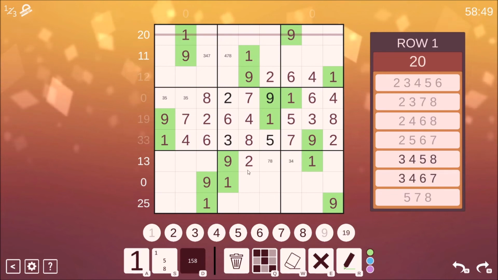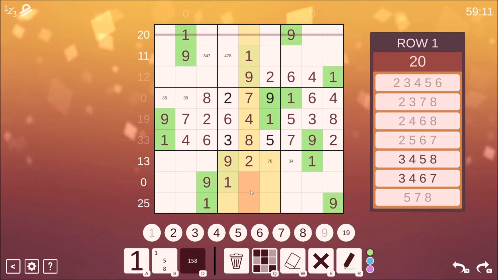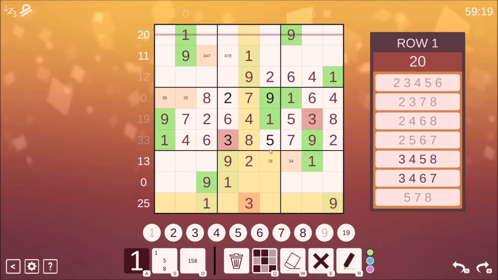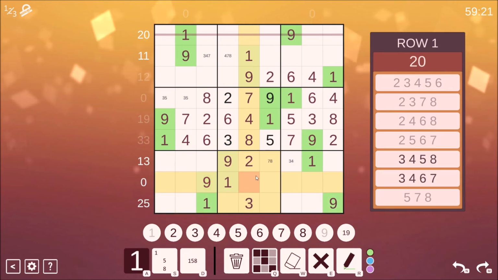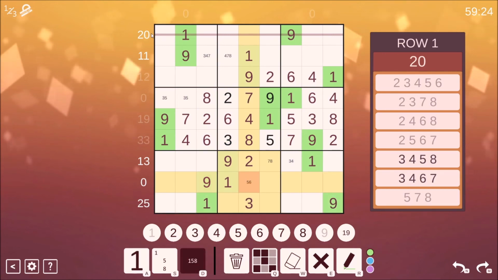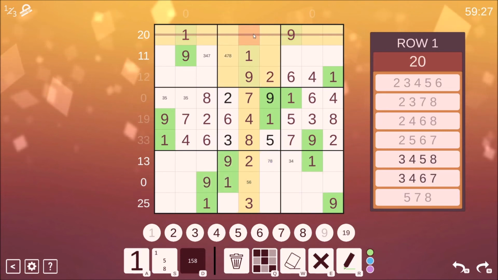For example, this column, we still need a 3 somewhere. We still need a 5 somewhere and a 6 somewhere. Well, we can't place the 5 and the 6 next to each other. So we know that we have to have a 3 somewhere down here. However, it cannot be right next to this 2, so we do actually have a 3 down here. And a 5 or 6 here, as well as up there.